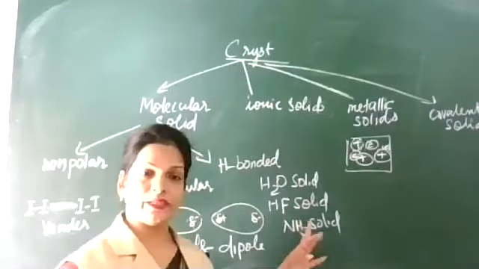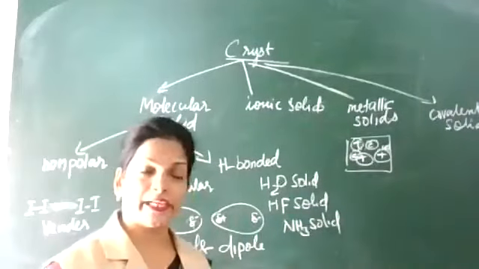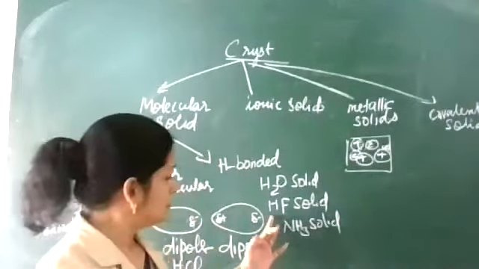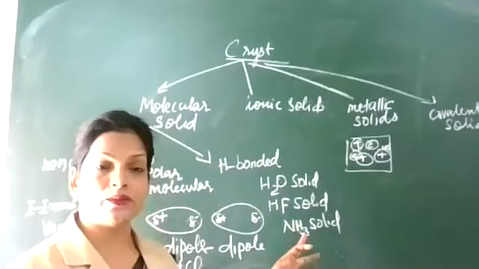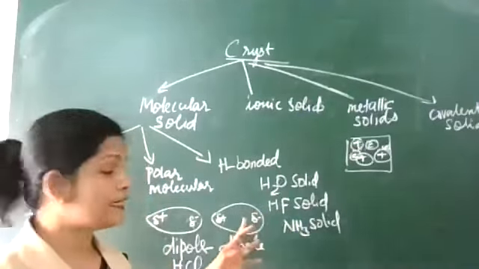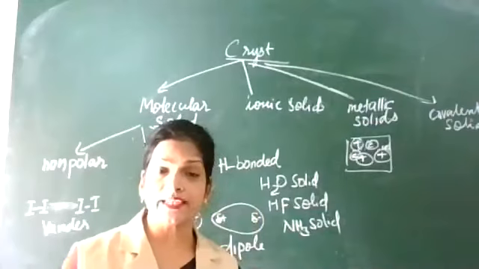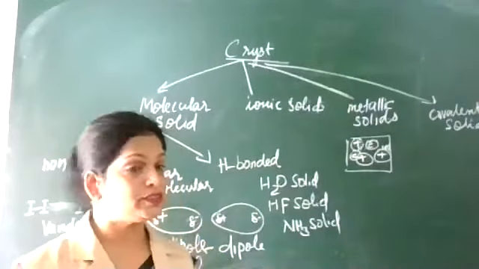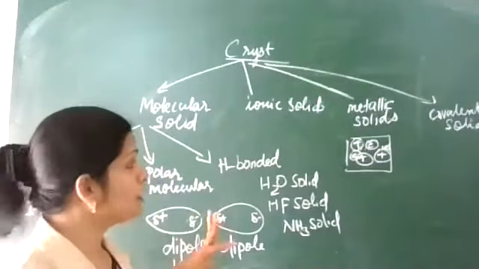NH3 solid, we know that hydrogen bonds exist between the molecules. Similarly, HF, that is solid. The force of attraction between HF molecules in the solid form of HF is hydrogen bonding. In NH3 solid, again, hydrogen bonding exists between molecules of NH3. So that's about molecular solids.